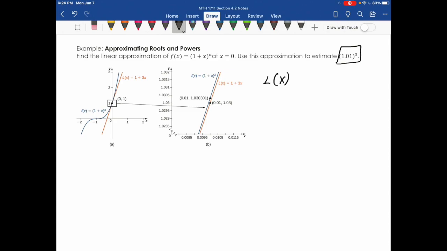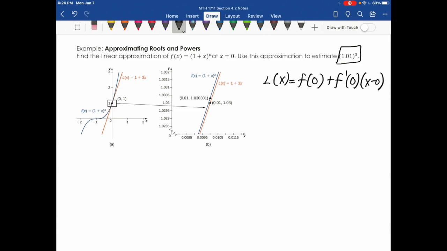Okay, so remember, here's our formula. We're going to plug in x is 0 because that's our point of interest. And we're going to take the derivative and evaluate it at 0. And then we have x minus 0 in here. So that's our formula for the tangent line. But now we have to find our values.